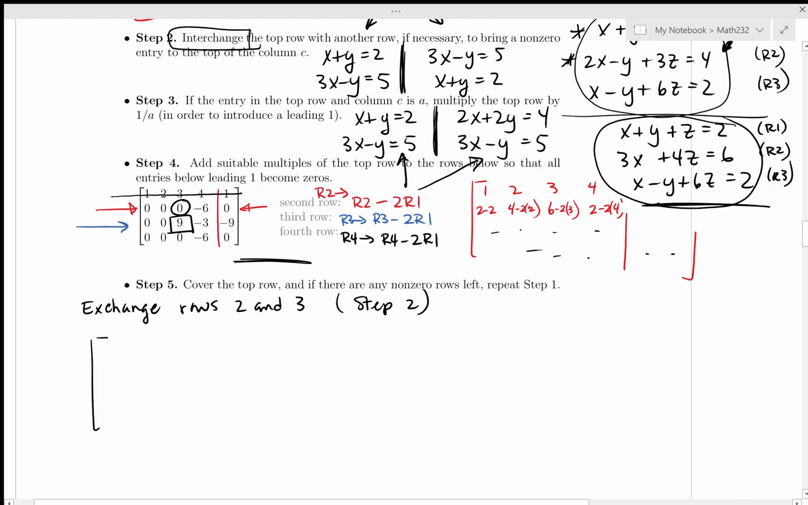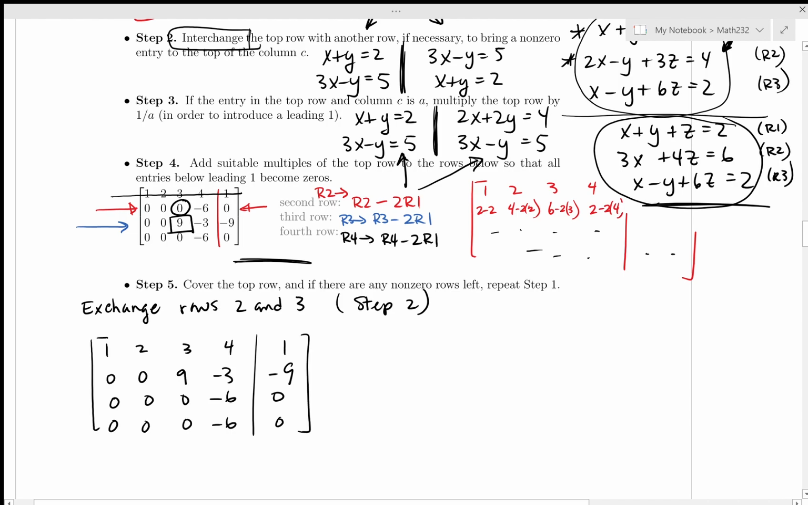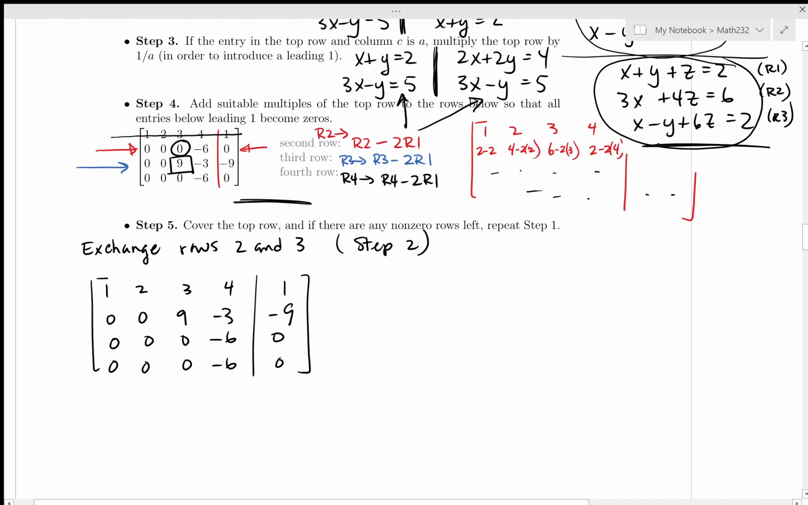It's a matrix that is representing a system of equations, and the system of equations this matrix represents has the same solution set as the previous one. I've only just changed the order that I'm considering the equations in. Like that. Okay, so that was exchange rows 2 and 3.